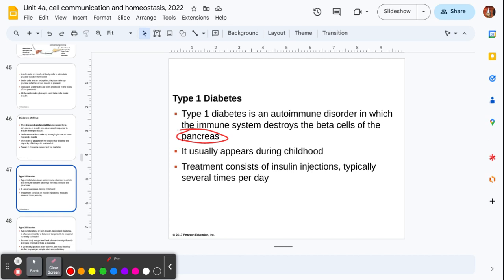Yeah. This is type 1. It happens usually early on. You usually find out when you're a kid if you have type 1 diabetes.